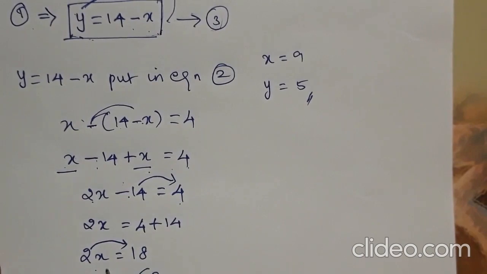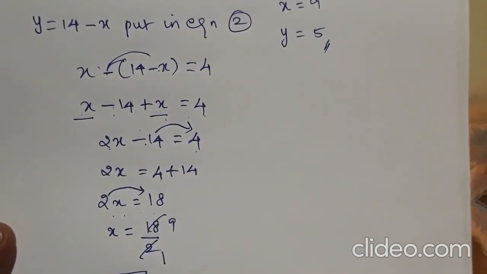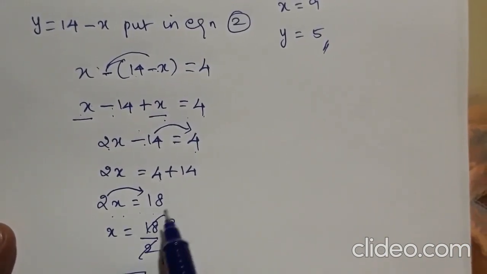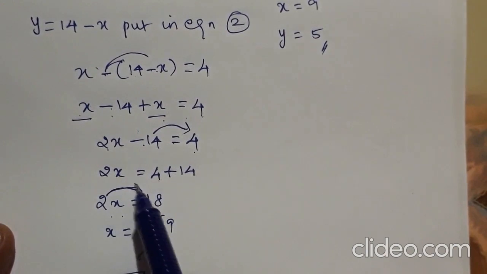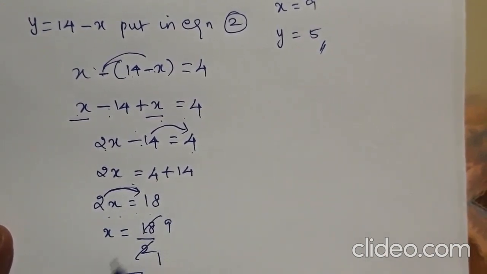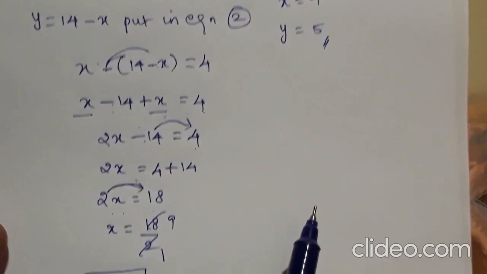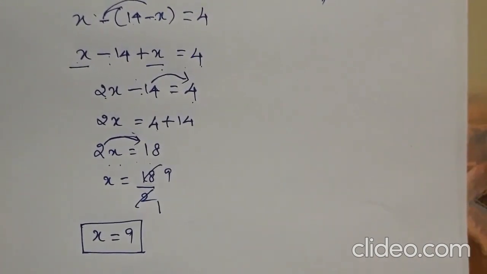Next, 2x is equal to 4 plus 14, 18 you will get. Next, 2x is equal to 18. This multiplication 2, if you are taking to right hand side, it will get division part. So x is equal to 18 by 2. 2 ones are 2, 2 nines are 18. So x value we got 9.